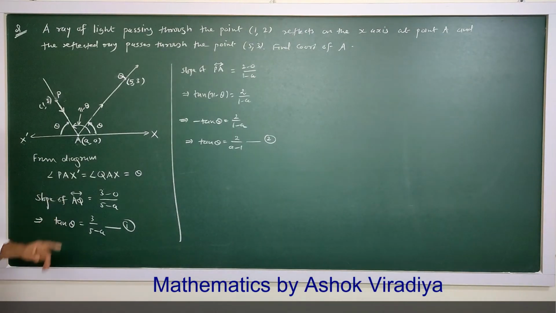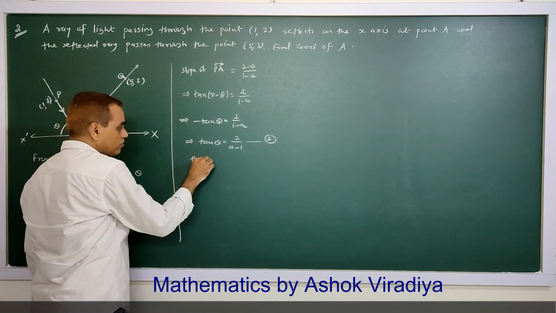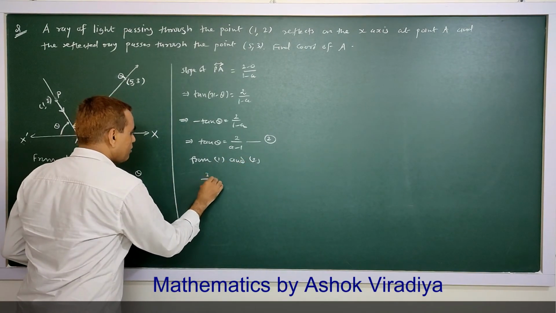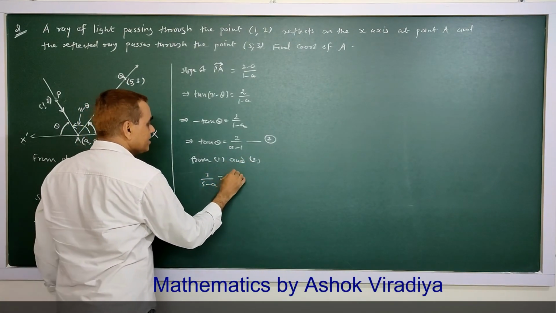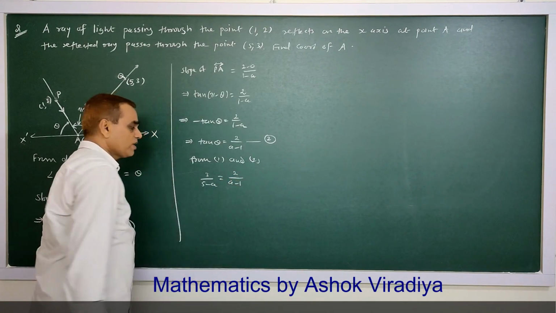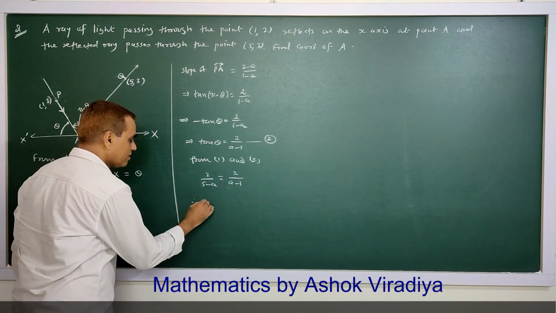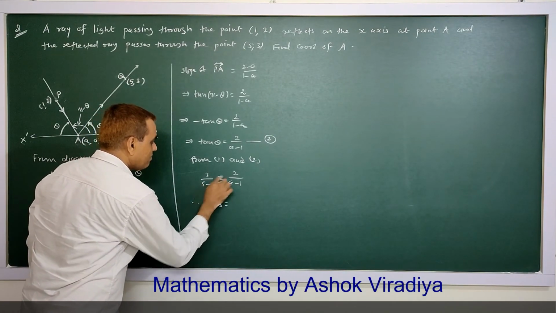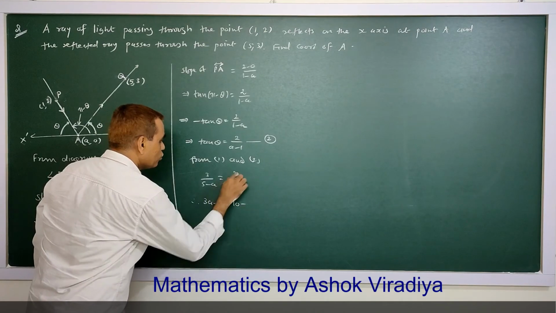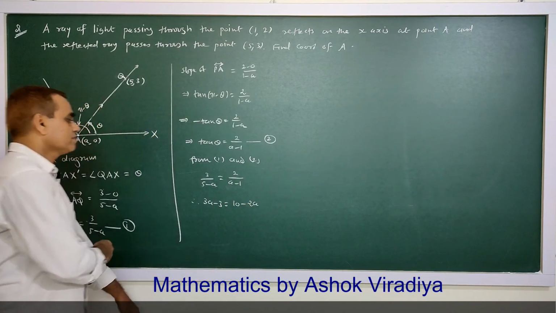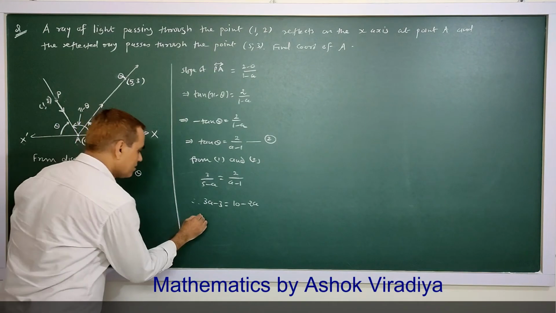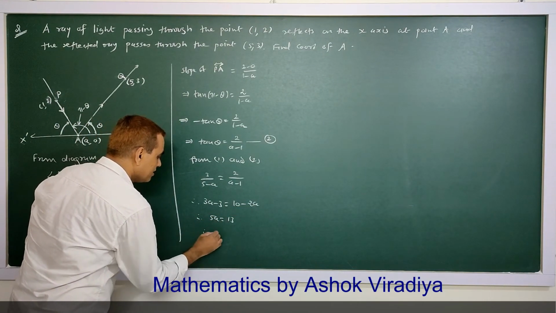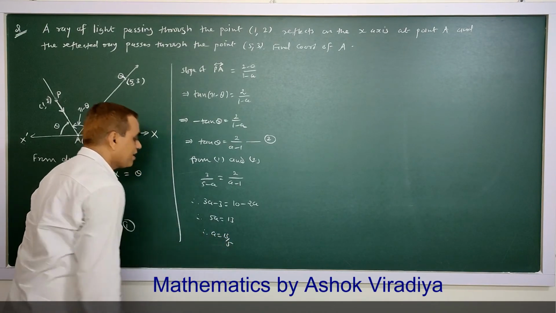Now we compare 1 and 2. From 1 and 2, 3 upon 5 minus a is 2 upon a minus 1. Therefore 3a minus 3 equal to 5 into 2, 10 minus 2a. Therefore 3a plus 2a is 5a is 13. So a is 13 by 5.